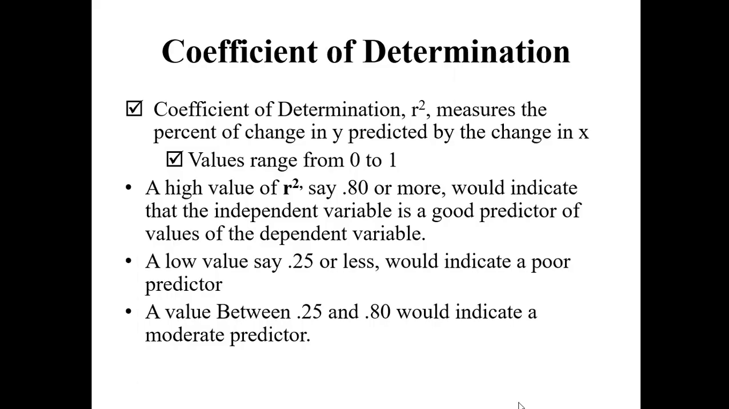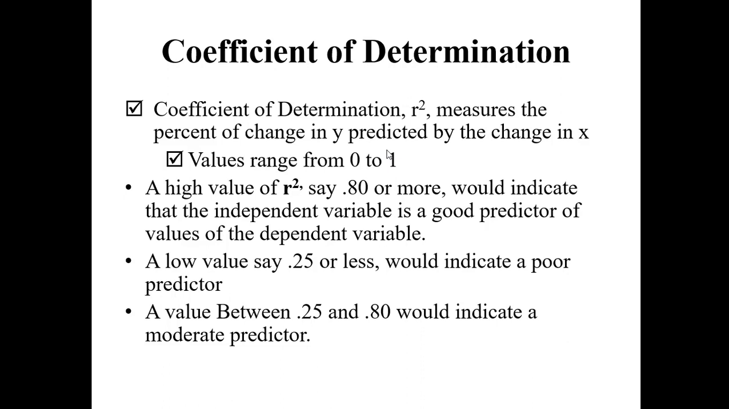On the basis of these, I will show you in a simple example how you will calculate correlation and covariance using Excel. But before going to that, you also need to calculate the coefficient of determination. Coefficient of determination we normally denote with R square. It measures the percentage of change in Y predicted by the change in X. R is correlation, and when you take the square of R, you will get the coefficient of determination.